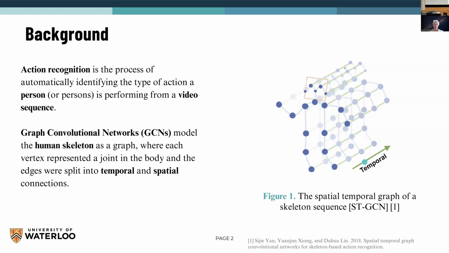The edges that join vertices inside the frame are referred to as spatial edges, while the edges that join the same vertex across consecutive frames are referred to as temporal edges. Skeleton-based models are highly beneficial because they provide structured, appearance-invariant representations, making them effective across different camera distances.